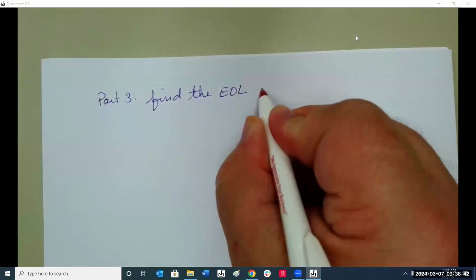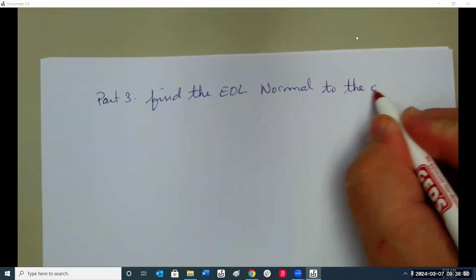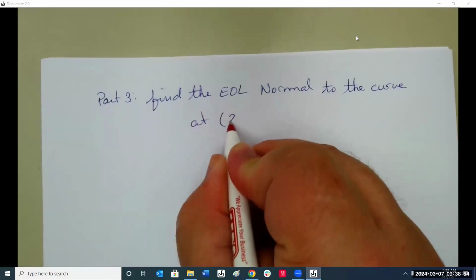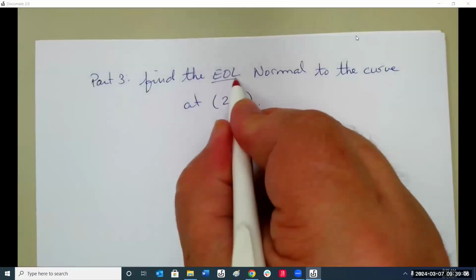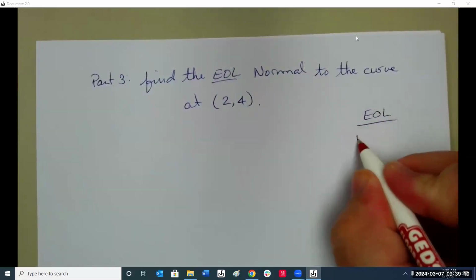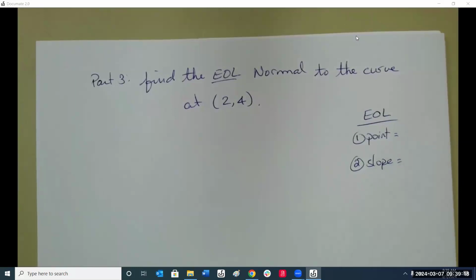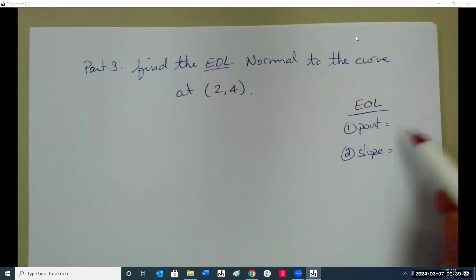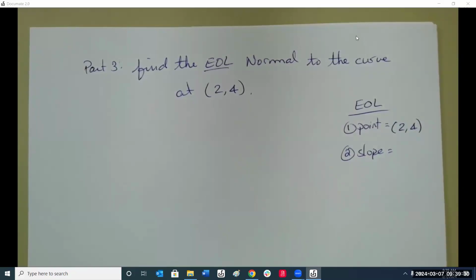Okay, part 3. Find the equation of the line normal to the curve at (2, 4). Remember, since we're looking for the equation of a line, we need to have a point and a slope. Do we have the point? Yeah, it's (2, 4). Do we have the slope? What is it?